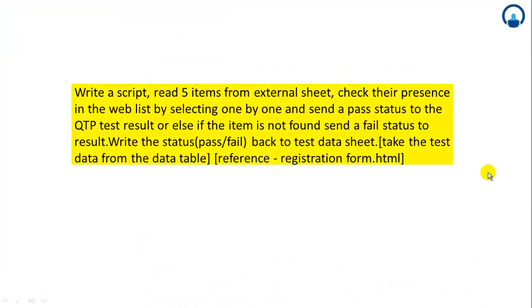Now it says write a script, read 5 items from external sheet. Okay, check their presence in the web list by selecting one by one and send a pass status to the QTP test result. Or else, if the item is not found, send a fail status to the result. Write status pass fail back to the test data sheet. Okay, and take the test data from the data table. And reference is again registration form.html. So before starting with programming, we should have a basic idea how the approach would be. Okay, so let us discuss the approach.